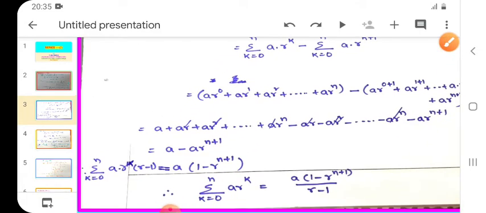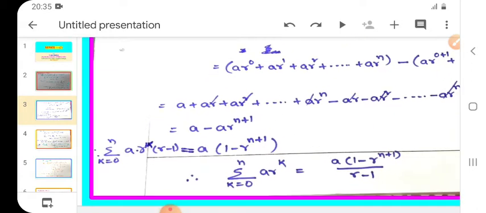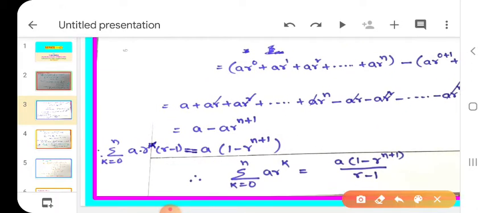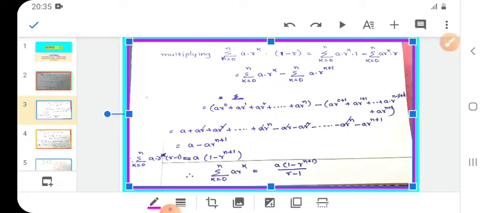What we have here is the first term a and the last term minus a rⁿ⁺¹. Now I take a common. Then what are the remaining terms? If you take a common, what we have here is 1 − rⁿ⁺¹.